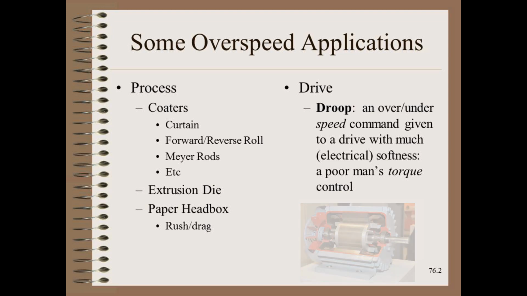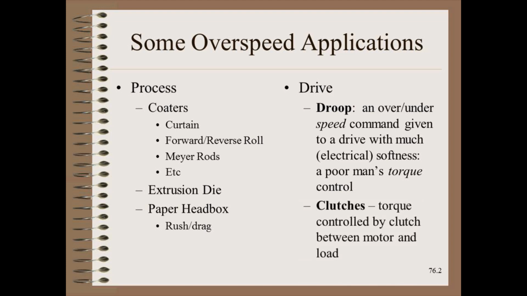Overspeed is also used in most motor-clutch combinations. Here, a cheap motor travels at a simple fixed speed somewhat faster than the web. Torque control is achieved by the setting of the electric, magnetic particle, or pneumatic clutch.